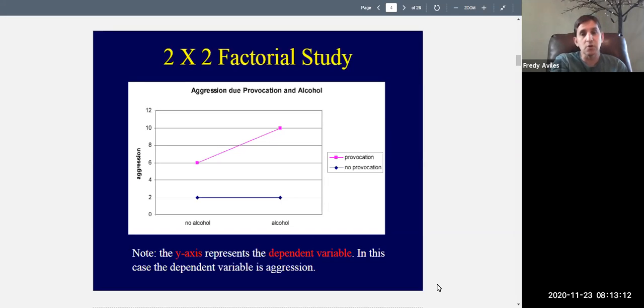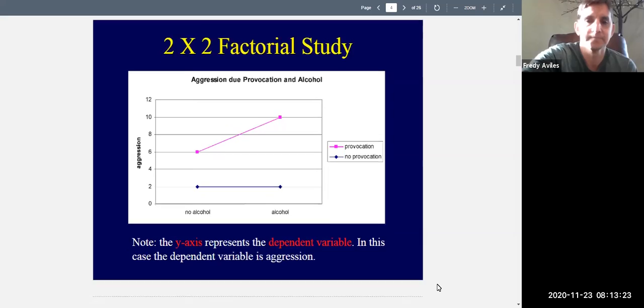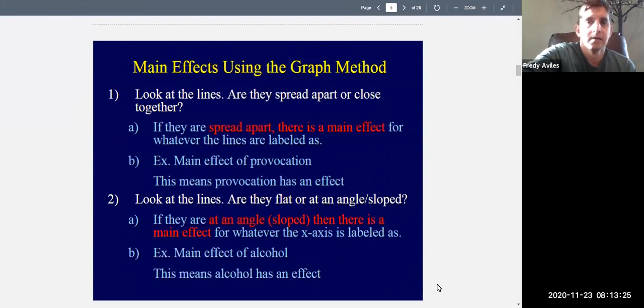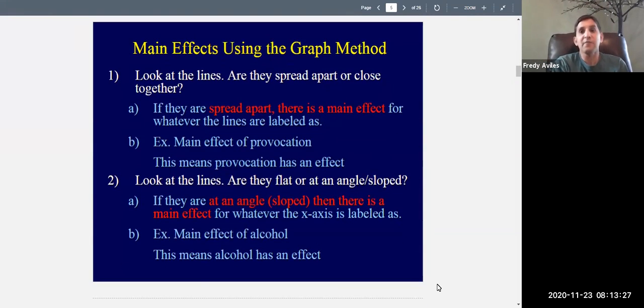That's the way the results look when you graph them, okay? You did that study, and this is what you've got, okay? These are the results. And I'm gonna be referring back to this in a moment. I'm gonna show you guys how to find main effects and interactions. Okay, main effects using the graph method.